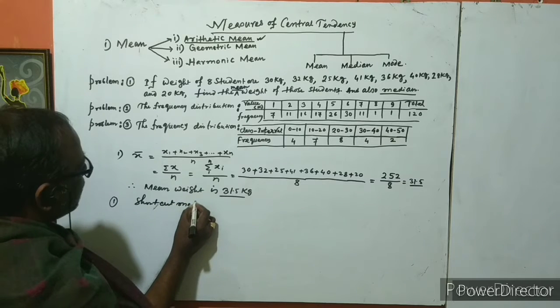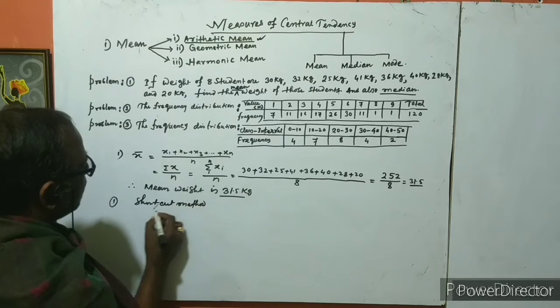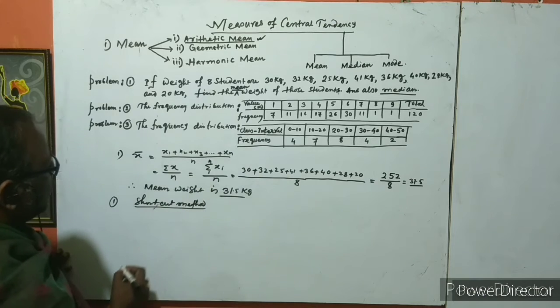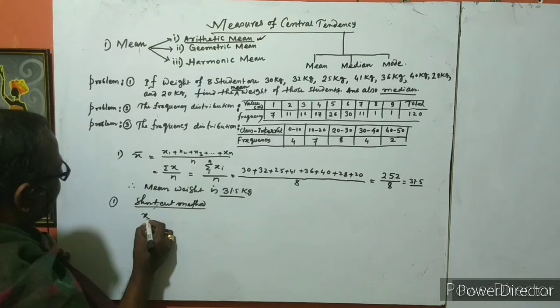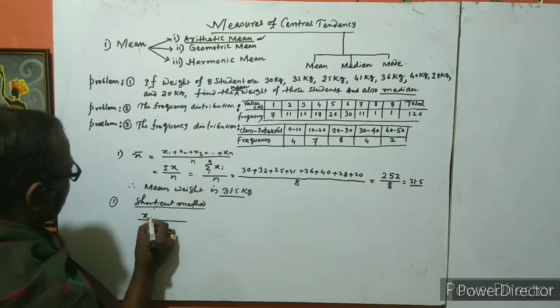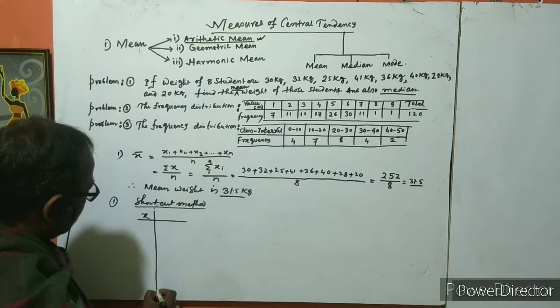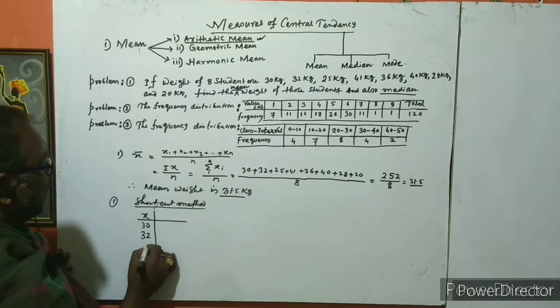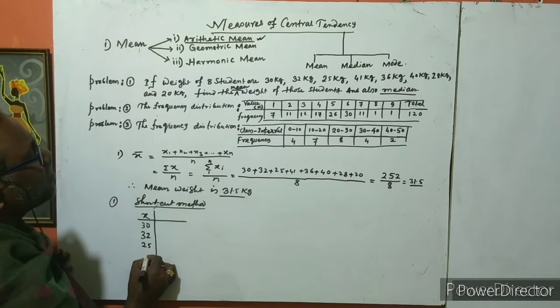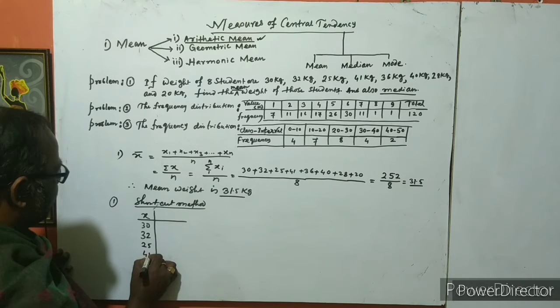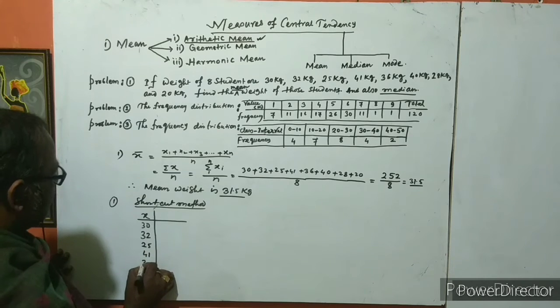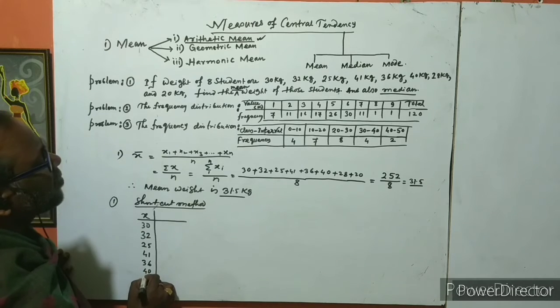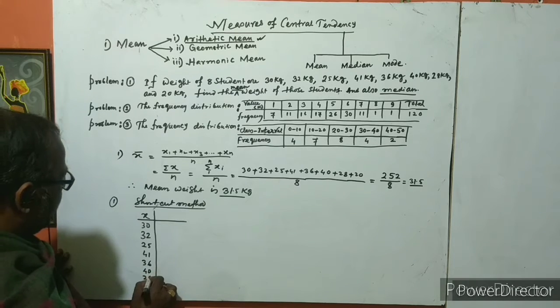Shortcut method. Okay, so what about that? Let us assume this is x. Here is 30, that is 32, that is 25, that is 41, and 36, 40, 20.